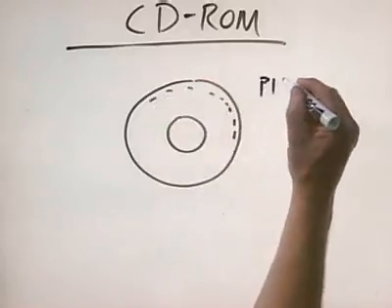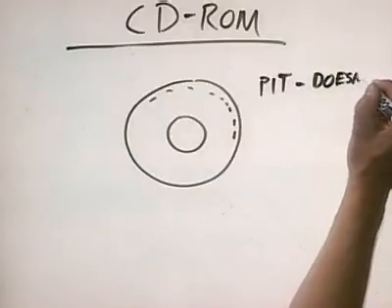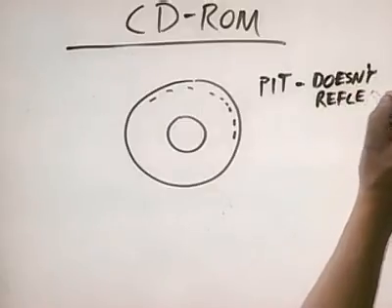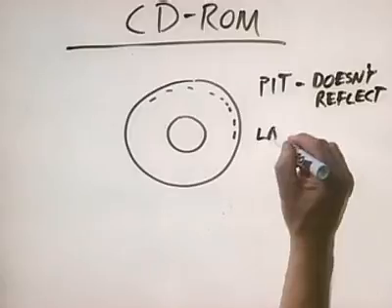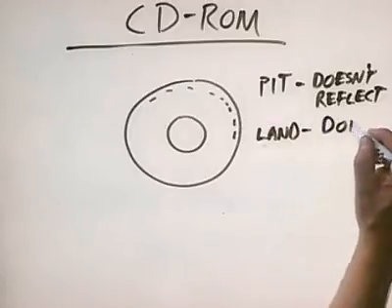In general, the way it works is that a pit on the surface of the CD doesn't reflect, while a land, a flat spot, does reflect. If we were to focus a laser beam then on an area of the CD with its pits and with its lands, some parts of it would reflect light, other parts of it wouldn't. By doing that, we can read binary information from the CD, zeros and ones.